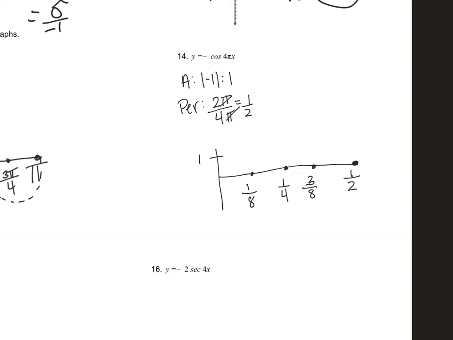Now this has a negative 1 in front. So remember, for cosine, we start at the amplitude. We go through that first point, go up, and come down.